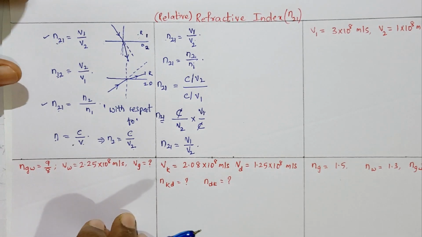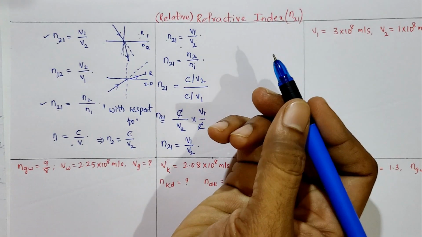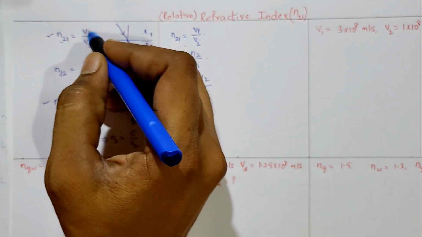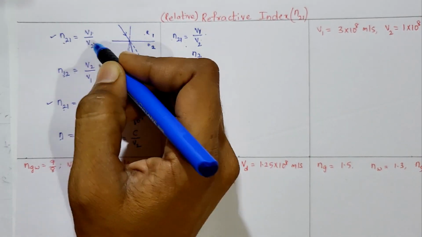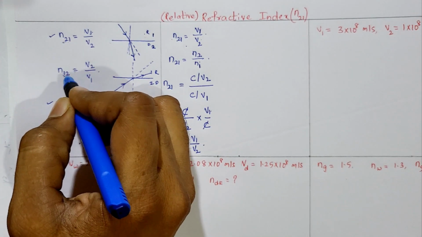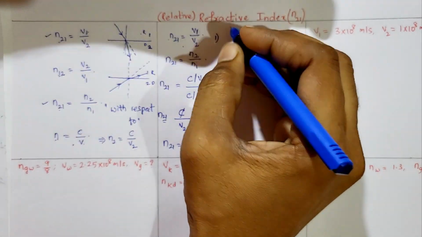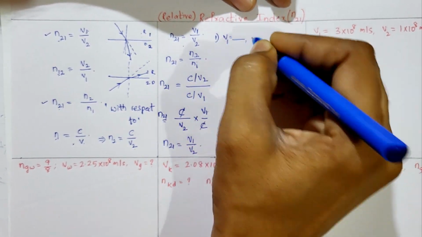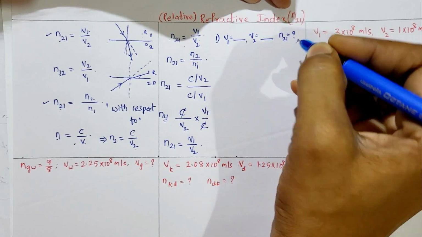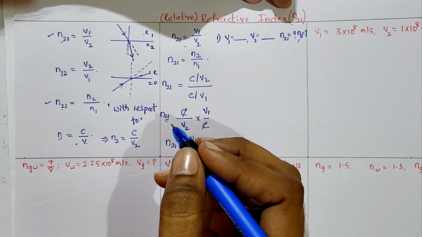Okay? So now let us solve some simple problems using these formulas. How will they frame questions on these formulas? They may give v1 and v2 and ask you to find the refractive index of the second medium with respect to the first medium, or the refractive index of the first medium with respect to the second medium. Are you getting my point?